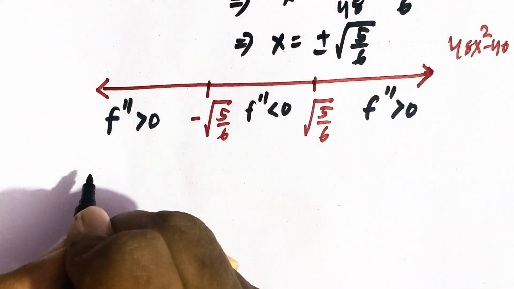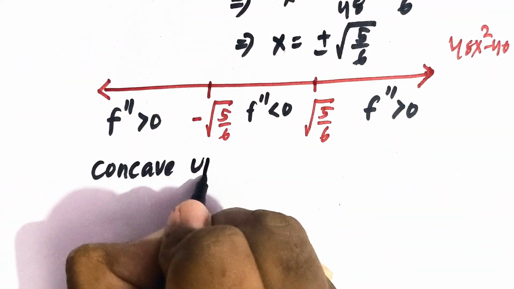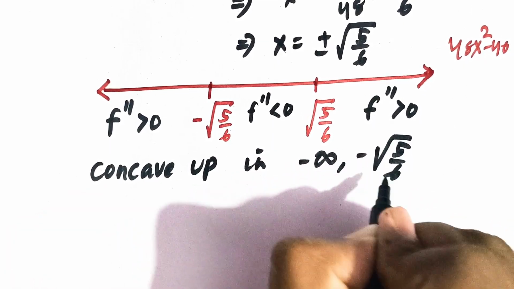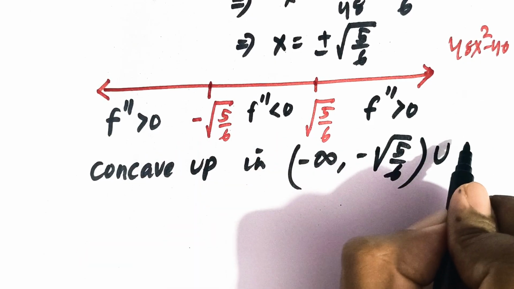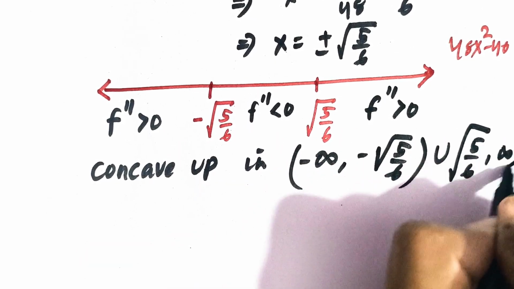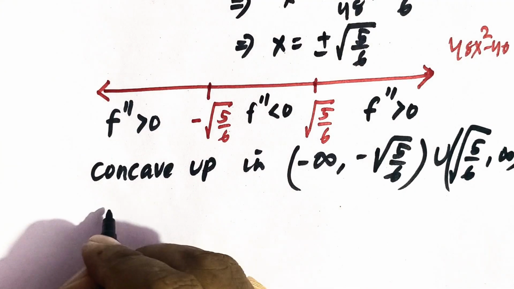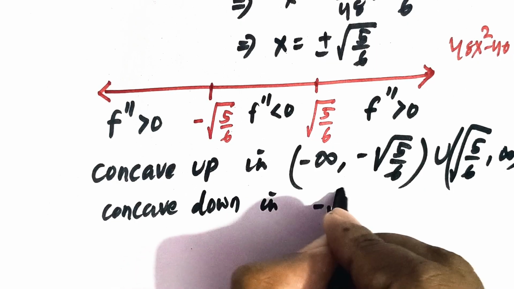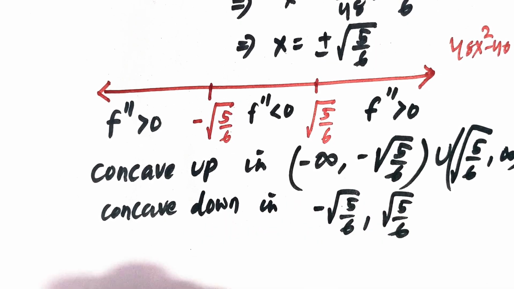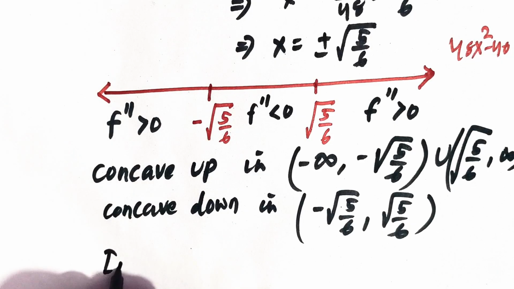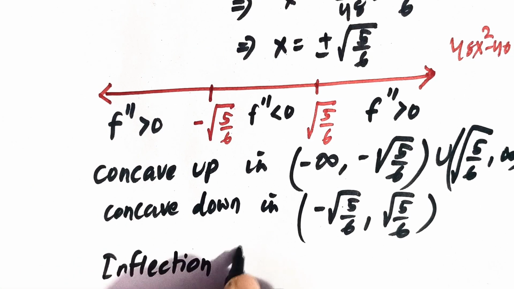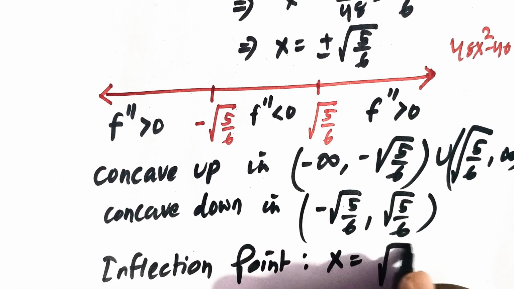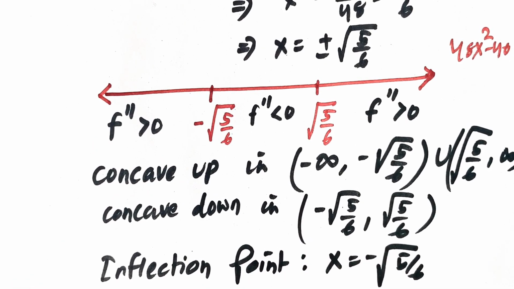So concave up in minus infinity to minus square root of 5 over 6, union square root of 5 over 6 to plus infinity. Concave down in minus square root of 5 over 6 to square root of 5 over 6. Inflection points at x equals minus square root of 5 over 6 and x equals square root of 5 over 6.